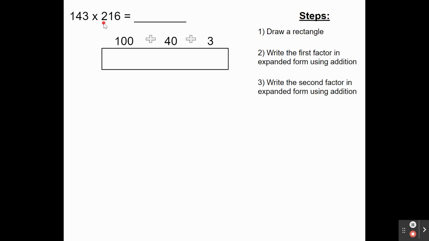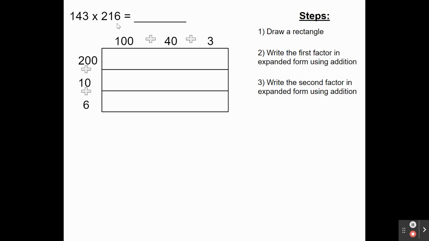Since the 2 is in the hundreds place, the value is 200. The 1 is in the tens place, so we're going to add 10. The 6 is in the ones place, so we're going to add 6. We can expand our rectangle to make it a little larger, so we have enough space to find the area. Wherever we see each addition sign, we're going to draw a line. This breaks our larger rectangle into smaller rectangles.